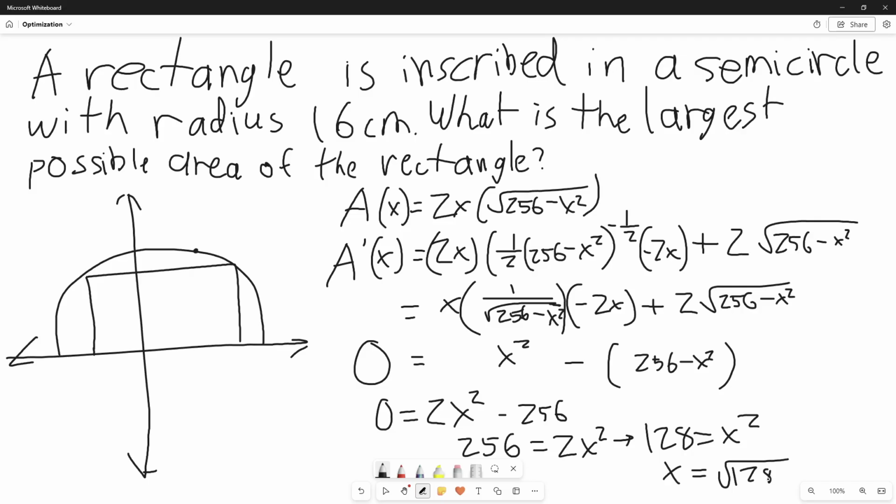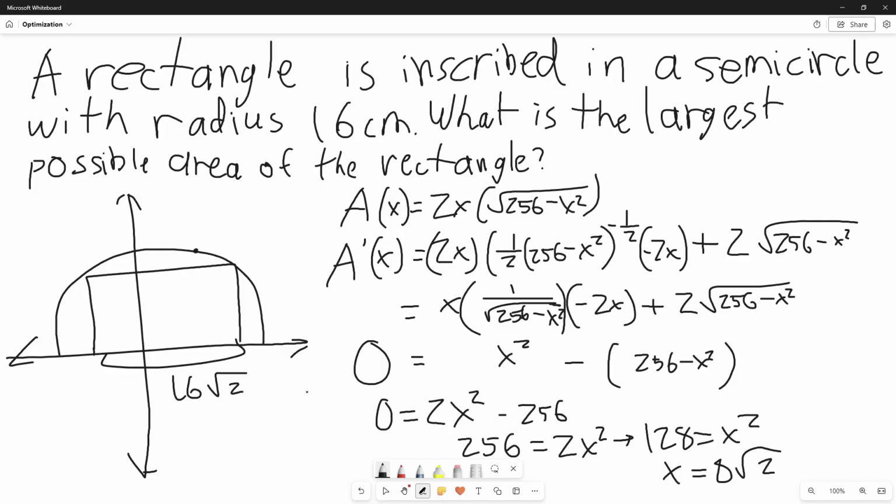root of 128. And we can simplify this further. The square root of 128 is going to be 2 times the square root of 32, or 4 times the square root of 8, or 8 times the square root of 2. So x is equal to 8 times the square root of 2. And this is not one of our sides, it's actually half of a side, because again, this part of the rectangle is 2x. So this part is going to be 16 times the square root of 2.